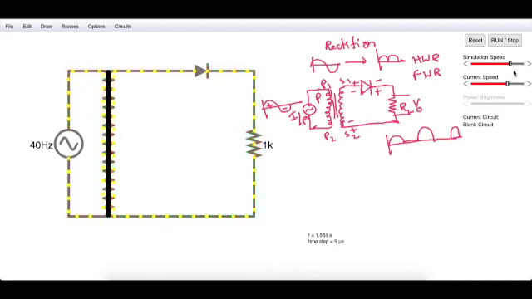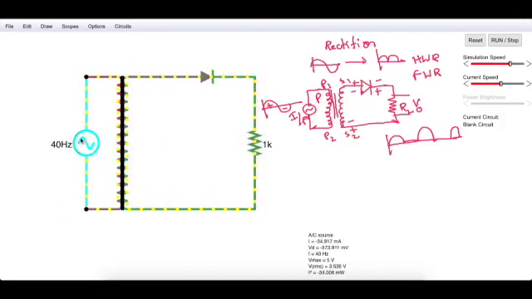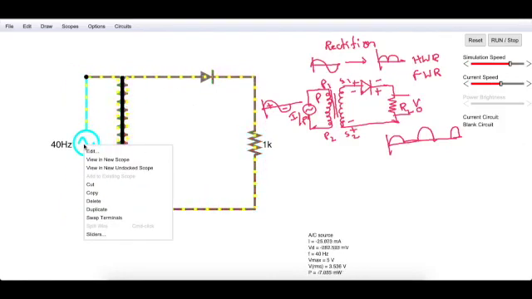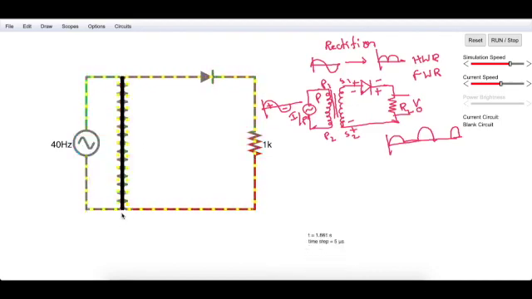So let me add graphs here, so that you can clearly understand what the input and what the output is. To show the graphical input, you can just click on the component and choose view in undocked scope.